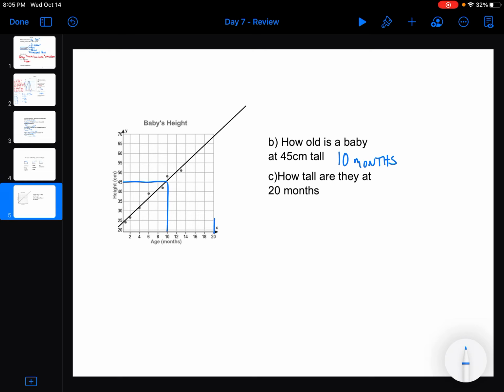The next thing says, how tall are they at 20 months? Well, I'm going to extrapolate. I'm going to be outside of the data. I'm going to go all the way up to the line, and then I'm going to draw a line over. So here we would say between 67, 68, or 69. It says 65 to 70. I would say probably 68. It's closer to the top centimeters. I would accept 67 as well.